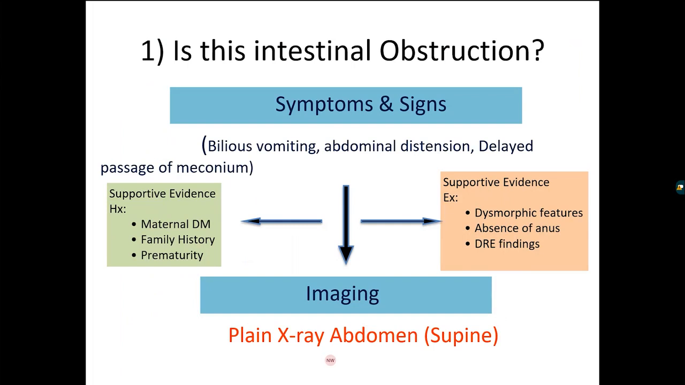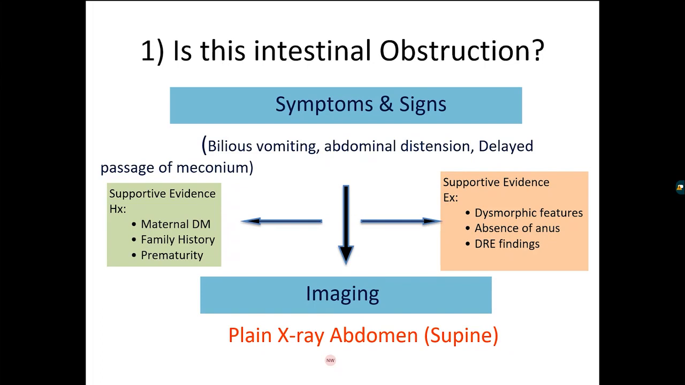Right, so the first question for clinicians, anybody who is dealing with a suspected case of neonatal intestinal obstruction, is: is this intestinal obstruction, or is this a diagnosed case of intestinal obstruction? So how do you do that? It's a clinical diagnosis based on symptoms and signs, and it's confirmed by imaging. As I told you before, the symptoms suggestive of intestinal obstruction are classic: bilious vomiting, abdominal distension, and delay in passage of meconium.